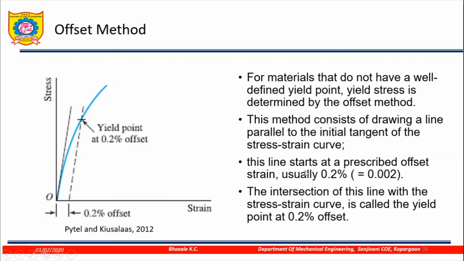This line starts at the prescribed offset strain, usually taken as 0.2%, that is 2 divided by 1000. The intersection of this line with the stress strain curve is called the yield point. So here, where this line intersects, that point will be equal to the yield point of the metal which does not show the yield point.